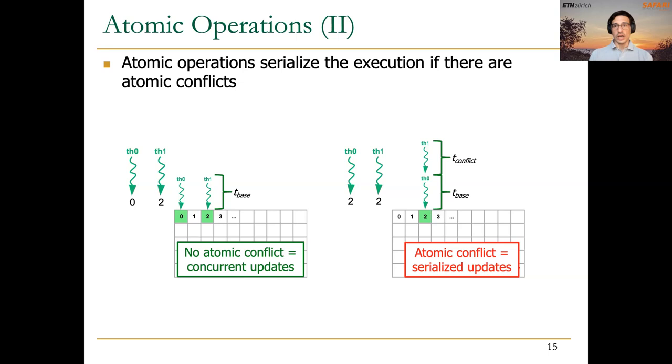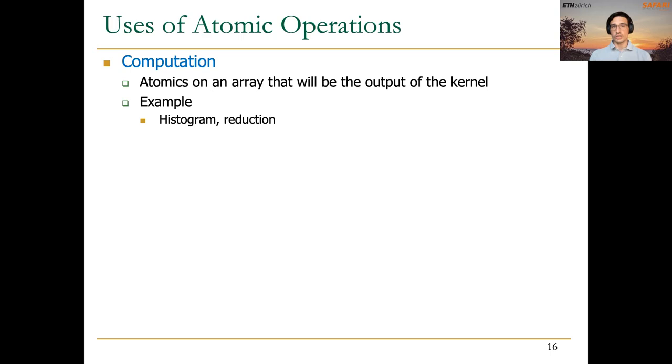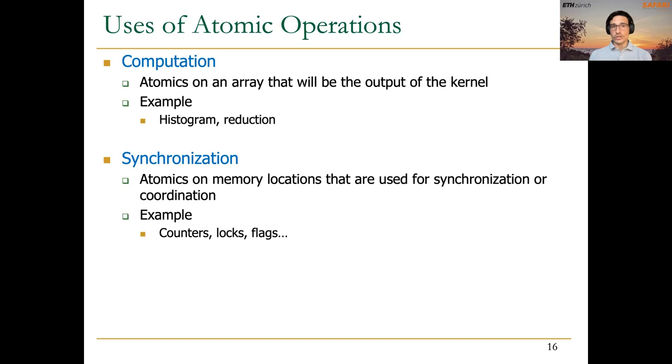We also discussed in a previous lecture that atomic operations have different uses. For example, they can be used for computation. We consider that they are used for computation when we use atomics on the elements of an array that will be the output of the kernel. An example is the histogram that we are going to study today, or the parallel reduction that we covered in the previous lecture and just recapped in the beginning of this lecture. But atomic operations can also be used for synchronization when the atomic operations are performed on memory locations that are used for synchronization or coordination or communication across threads. Examples of that are counters, logs, flags, etc. We are going to see some examples today, and we will see more examples in later lectures as well.